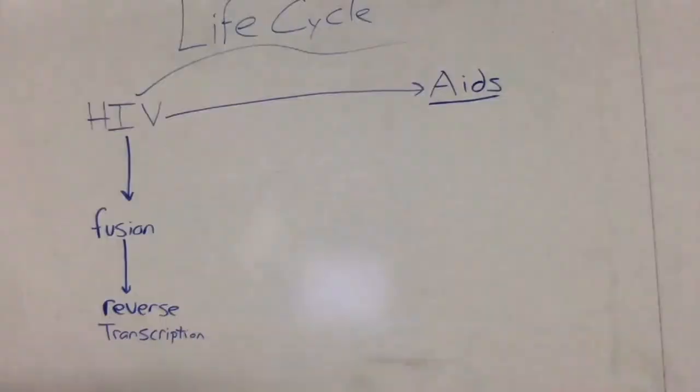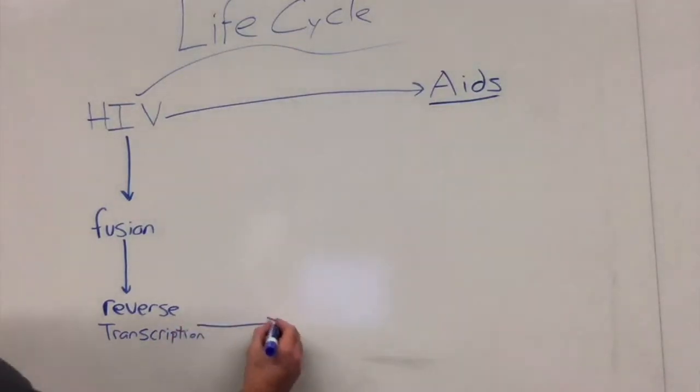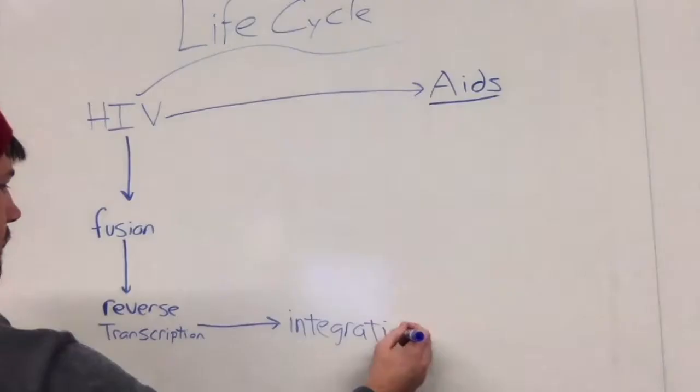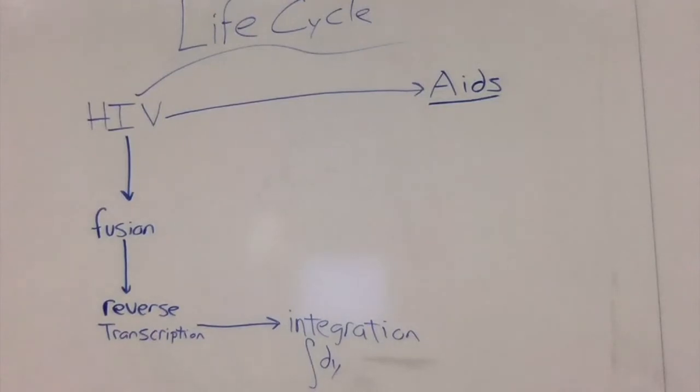Step 2 is reverse transcription. In this step, HIV reverse transcriptase converts HIV RNA into HIV DNA. Once the RNA is converted to DNA, it is then able to permeate into the nucleus. Step 3 is integration. In this step, HIV integrase inserts the viral DNA into the DNA of the cell.